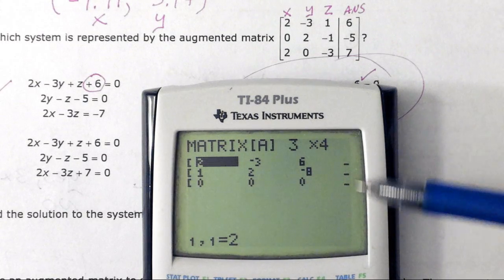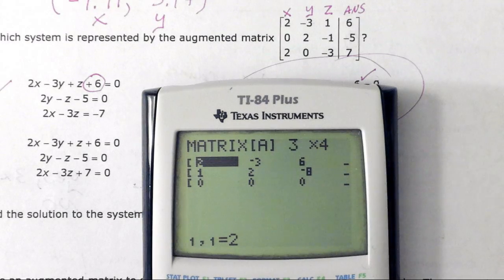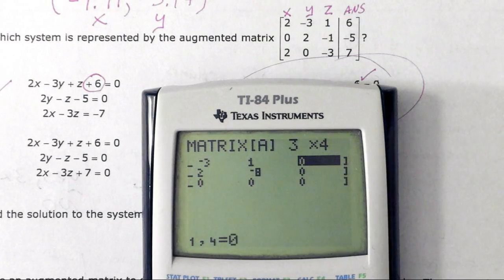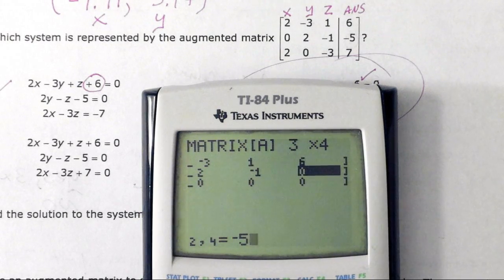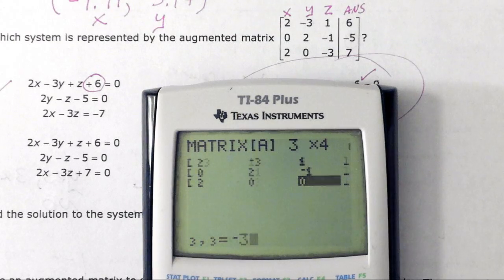Again, my calculator is going to make sure I get it correct. That lets me know I have some more matrix over here to the side to enter. So let's enter our values: 2, -3, 1, and 6. Next row, 0, 2, -1, and -5. Last row, 2, 0, -3, and 7.